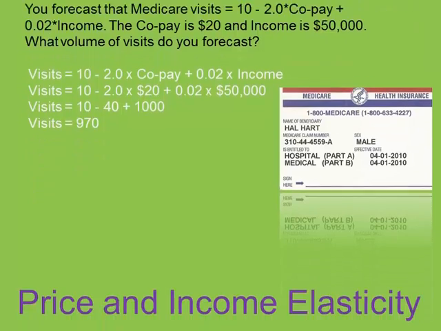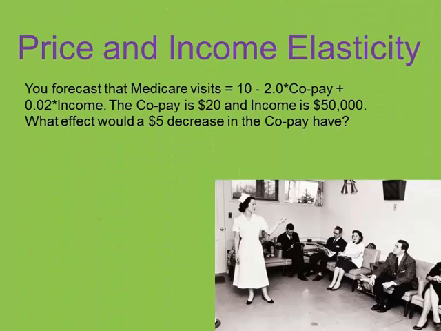All right, so let's look at another price and income elasticity equation. So now you forecast that Medicare visits are 10 minus 2.0 times the copay, plus 0.02 times income. Okay, it looks very similar, right? Same formula. Now the copay is $20 and the income is, again, $50,000. What would the effect be of a $5 decrease in the copay? So we're basically taking the problem we just did, and now going to see what happens. Okay, let's lower that copay. Let's see what the impact is.